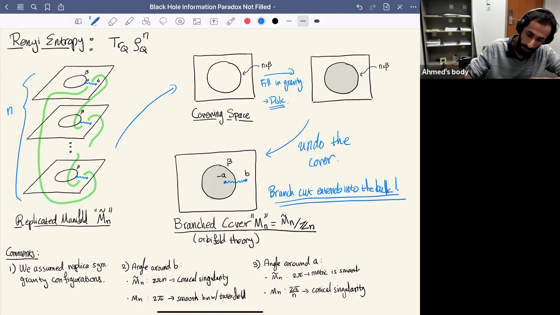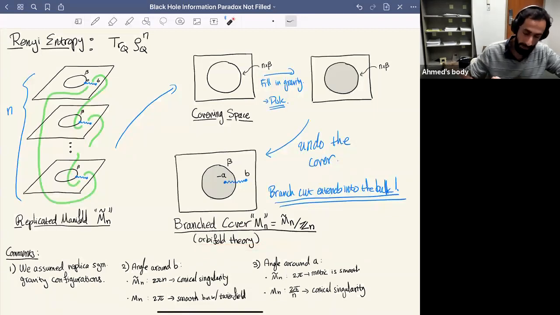Okay, so because we filled in gravity here, and now we are wrapping this, what can happen is that the branch cut could be somewhere in the bulk. And this spacetime that I'm drawing here sometimes goes by the name of the branched cover, which I will call M_n. This M_n should be thought of as the Z_n orbifold of M_n tilde. I'll sometimes call this the orbifold theory.